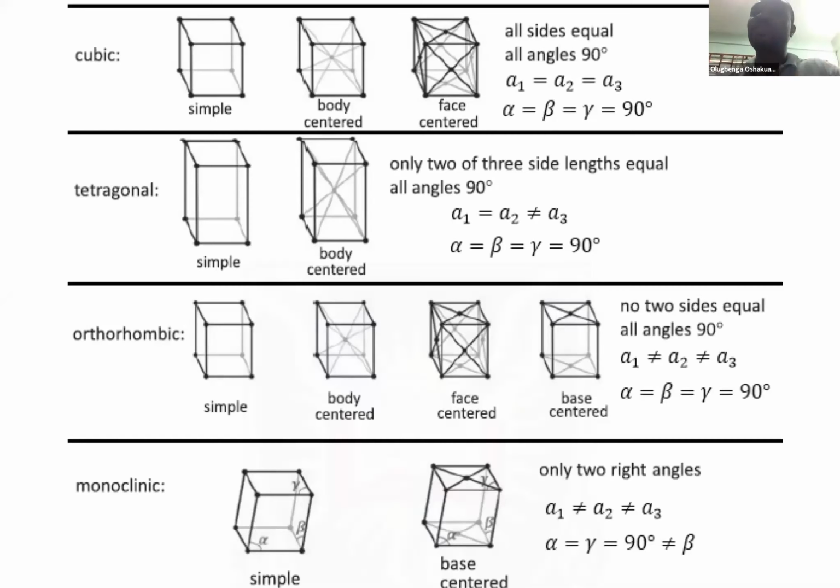Because if I ask you to count how many lattice points we have in a simple cubic, for instance, the number of lattice points in that simple cubic, you can count 8, but each of the 8 is contributing 1/8.